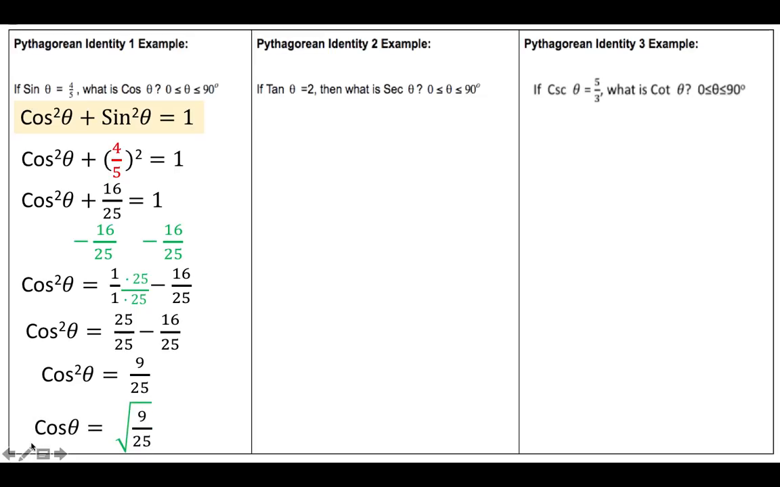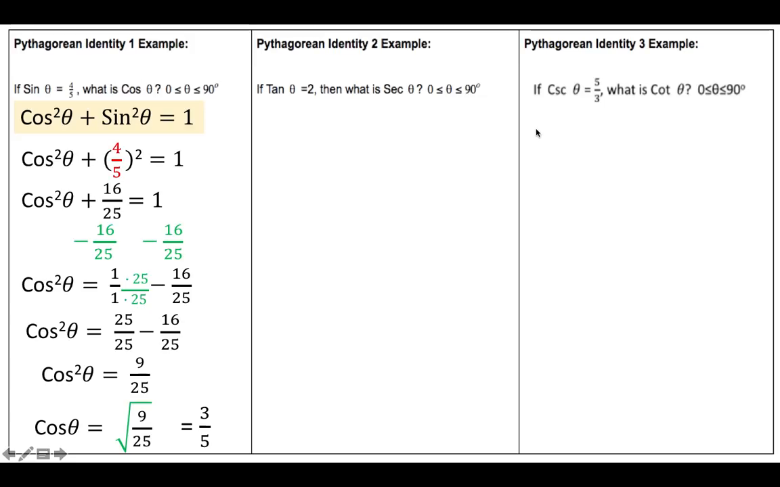Usually we're square rooting both sides, and when I do that, the square disappears. So cosine theta equals the square root of 9 over 25. Now my last step is I must simplify. The square root of 9 will become 3. The square root of 25 will become 5. That is my final answer. So cosine theta is equal to 3 over 5. This is the answer. We are done. We have found cosine theta.